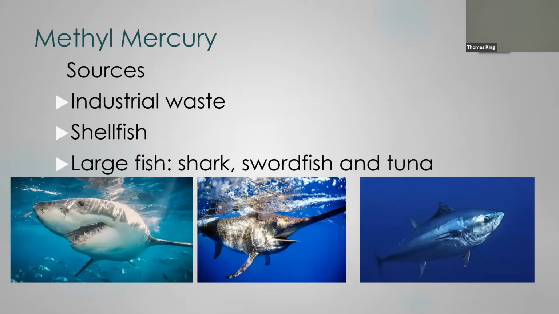The sources. Industrial waste. Some companies make methylmercury as a byproduct of the chemicals that they're making, and this byproduct can be emptied into the ocean. It accumulates in shellfish, and large fish, such as, once again, shark, swordfish, and tuna. Next slide.